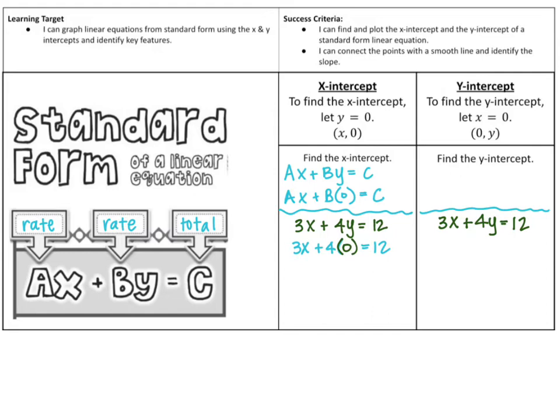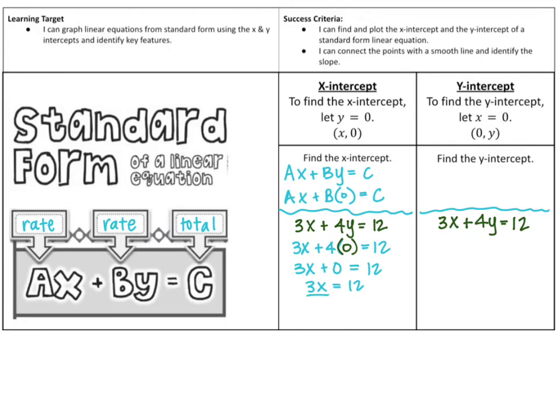So the first thing I'm going to do is follow my order of operations, and I'm going to use PEMDAS. 4 times 0 is 0. So 3x plus 0 equals 12. Now, 0 is 0, so we don't need to write it. So what we're actually left with is 3x equals 12. You'll notice that this situation always is happening. When you're looking for the x-intercept, you can just know that whatever your b value is times y is going to be 0. So you're looking at your ax equaling your c value.